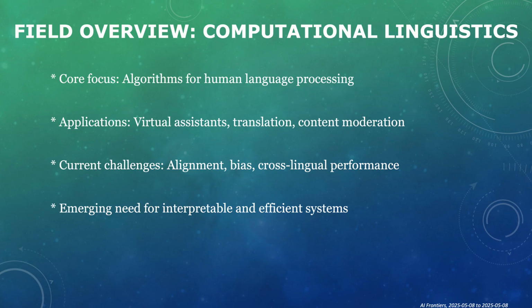Computational linguistics serves as the interdisciplinary bridge between language, artificial intelligence, and societal applications. This field develops core algorithms that enable machines to process human language, powering technologies from virtual assistants to translation systems and content moderation tools. Current research challenges include improving alignment between model outputs and human expectations, reducing biases in generated content, and enhancing performance across diverse languages. There is growing emphasis on creating more interpretable and computationally efficient systems to meet these demands.